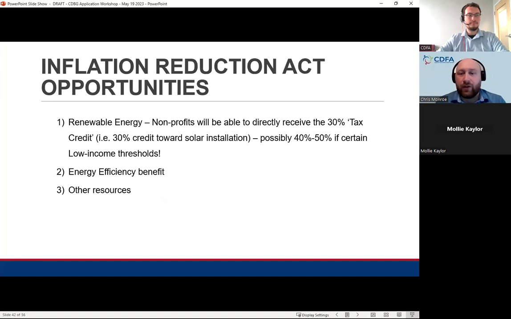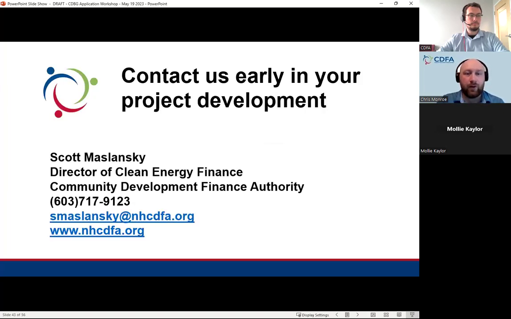This slide relates to the Inflation Reduction Act opportunities. For renewable energy, nonprofits will be able to directly receive a 30% tax credit towards solar installation, possibly 40 to 50% for certain low-income thresholds. There's energy efficiency benefits and other resources. So Scott, again, has kind of taken the lead in our organization of going through the Inflation Reduction Act and making sure that any opportunities that are identified in there can translate over to our projects and applicants. And that is Scott's contact information.